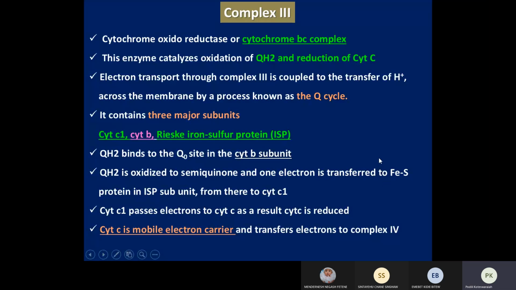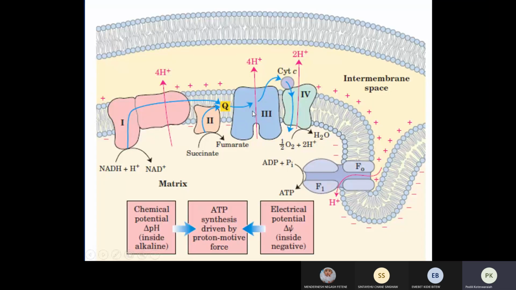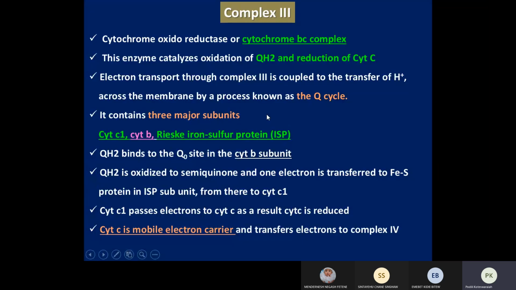Now coming to the complex 3. Complex 3 is also known as the cytochrome oxidoreductase, or cytochrome bc1 complex, and this enzyme catalyzes the oxidation of the ubiquinol and reduction of the cytochrome C. You can also see here that this is the complex 3, and what it does is it takes the electrons from the ubiquinol and releases them to the cytochrome C. The transfer of electrons from the ubiquinol to the cytochrome C through complex 3 takes place by a special process known as the Q cycle.